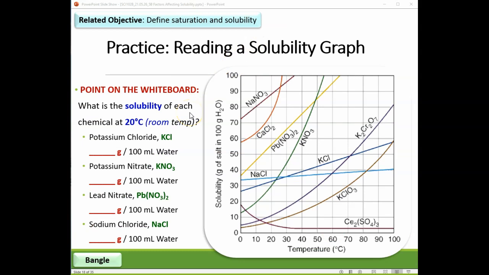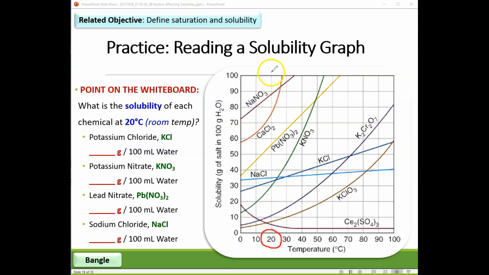So this is a graph, and this graph shows the solubility of various chemicals at various temperatures as well. What we're going to see here is that temperature has an effect on the solubility of different chemicals. But let's first read this graph for what's happening at 20 degrees Celsius, which is the same as room temperature. It's about 70 degrees Fahrenheit. So we're going to take a look at 20 degrees Celsius on our graph right here, which is this area right here.